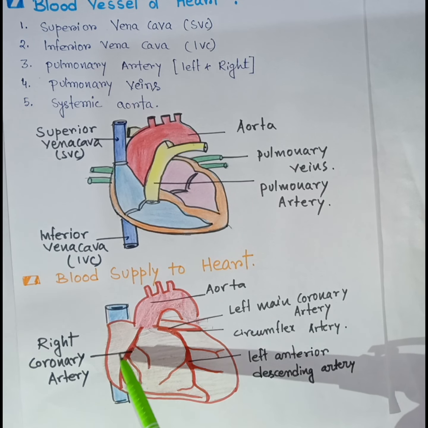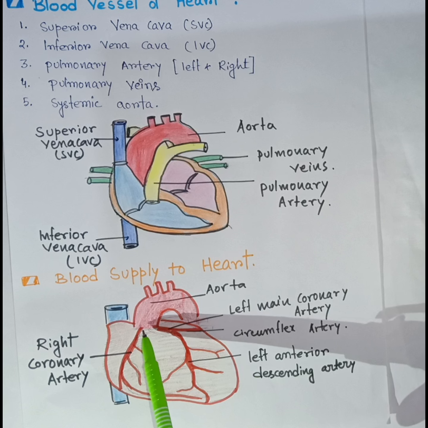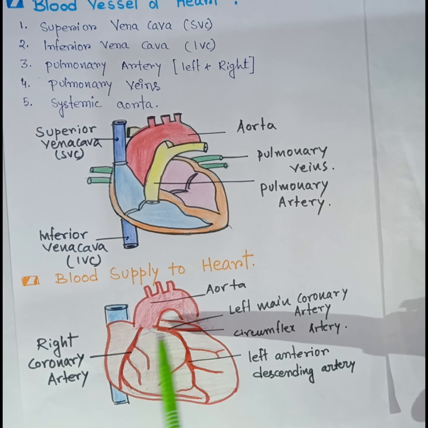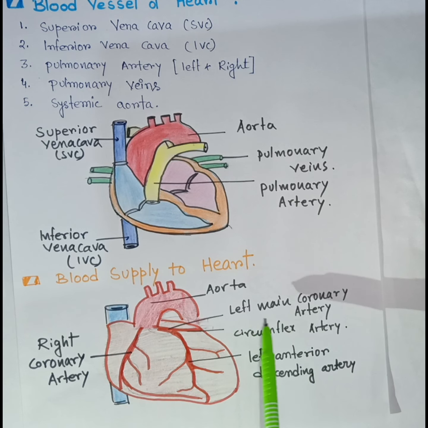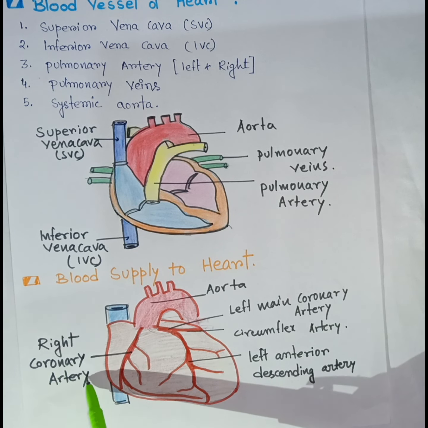Now blood supply to the heart. The heart has its own coronary arteries. They give blood to the heart. So this is our coronary artery and it is divided into two: left main coronary artery and right coronary artery. The left main coronary artery has two parts: left circumflex artery and left anterior descending artery. So this is the blood supply to the heart.